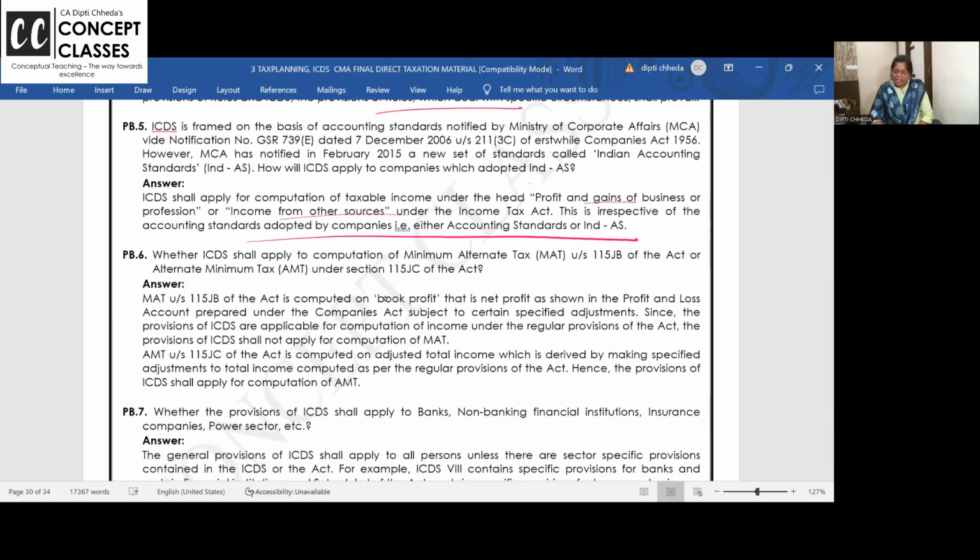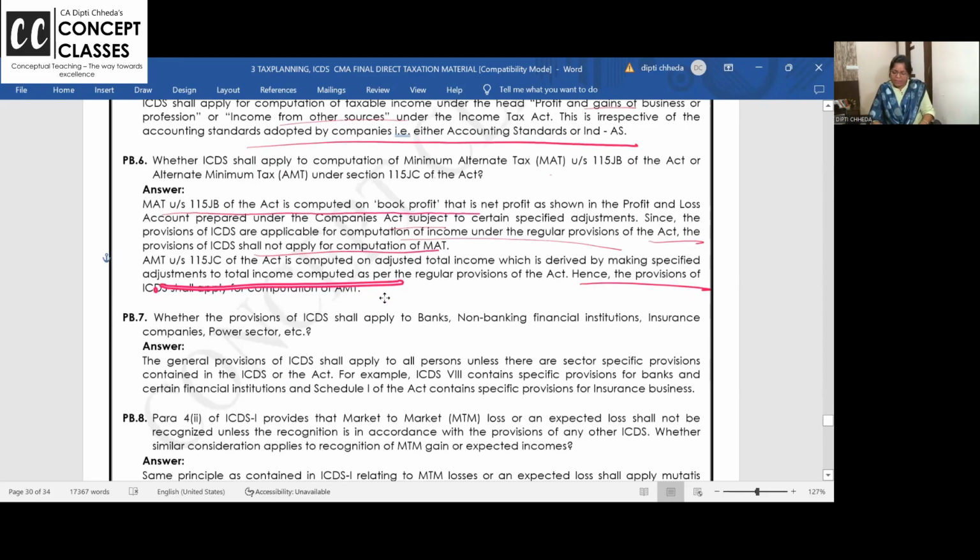Is ICDS applicable to MAT? Answer is no, because MAT is applicable based on book profit as per the Companies Act, whereas ICDS is applicable as per the Income Tax Act. So for MAT, ICDS is not applicable. But yes, it is applicable for AMT. Not applicable for MAT. Why? What do we do in AMT? We take adjusted income tax profit and we add back section 10AA and all that. So definitely ICDS is applicable.